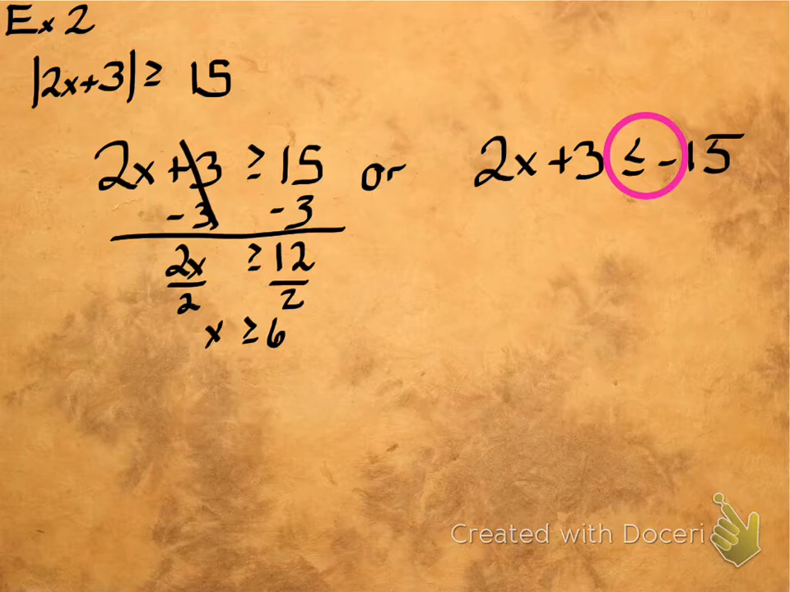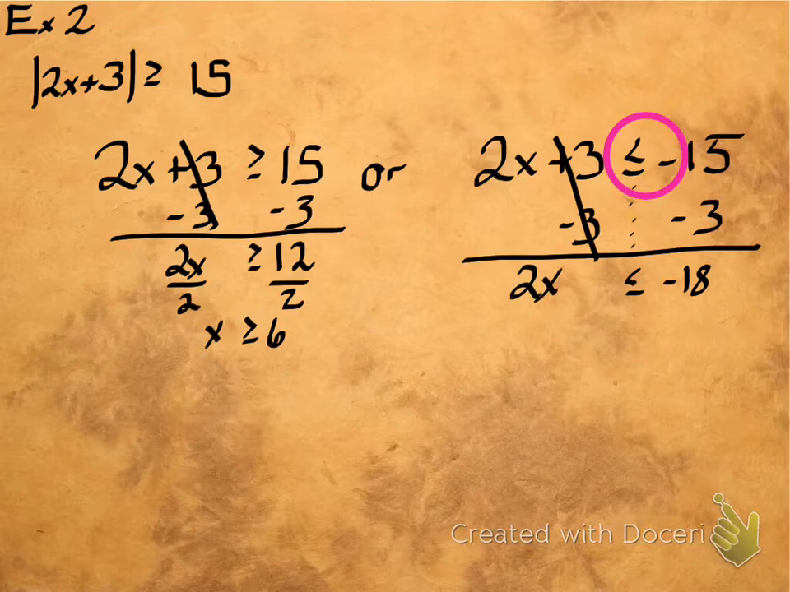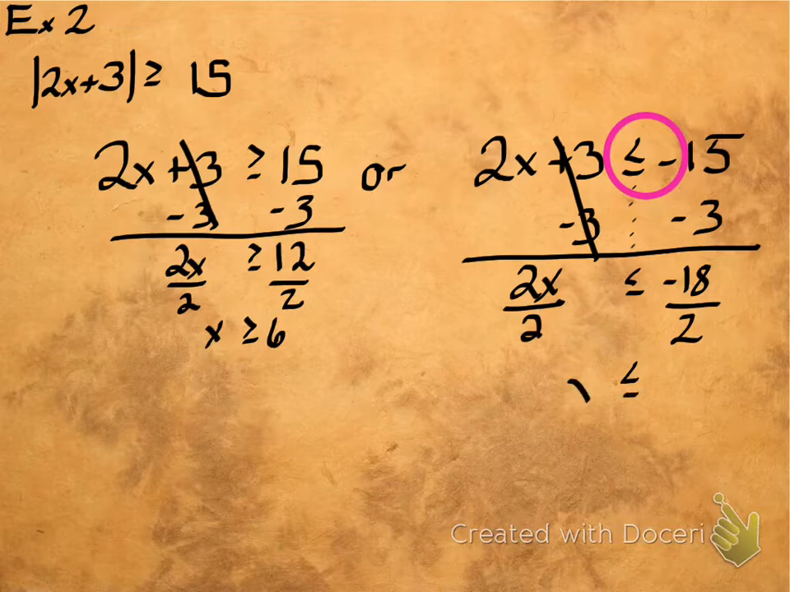Let's work on this side. Negative 3. I'm going to positive 3, so I need to subtract 3 from both sides. This time I have negative 15 minus 3 gives me negative 18. My inequality symbol just drops down. My 3's cancel out on the left-hand side, giving me 2x. Divide by 2. And then my inequality is x is less than or equal to -9.